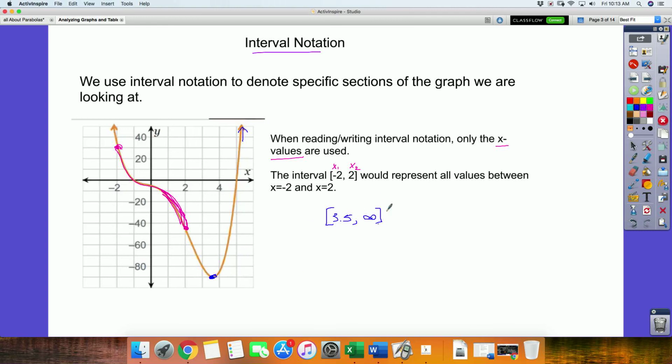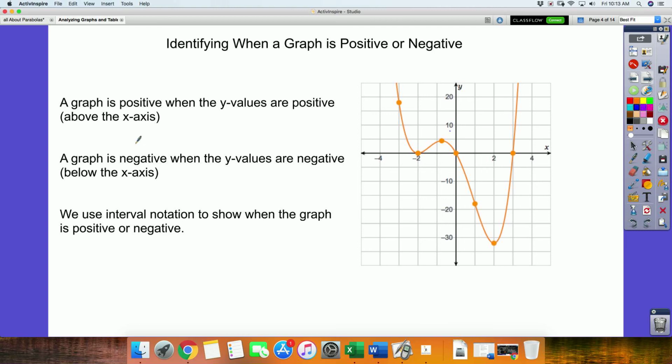So we're only going to be using x coordinates when doing interval notation. And we're going to be practicing this in the whole section. So first thing we're going to look at is being able to tell when is a graph positive or when is a graph negative. And basically positive and negative is going to be determined by the y values.